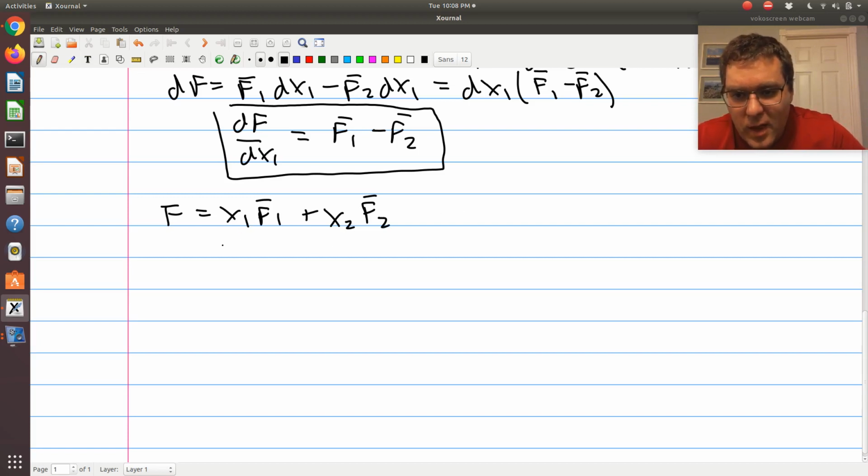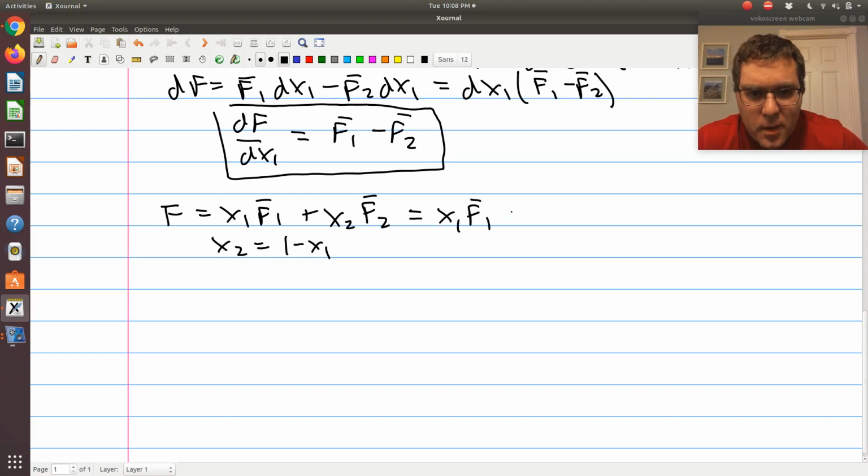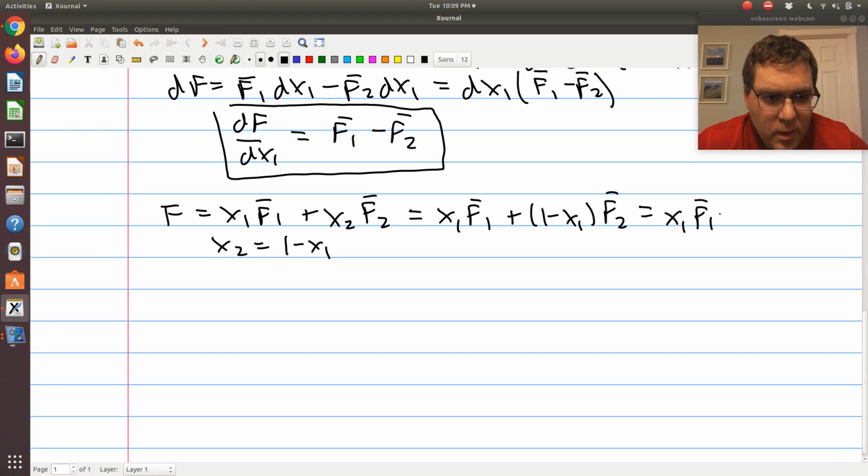We showed that x2 was just equal to 1 minus x1. So again, I'm going to eliminate x2 in favor of x1. They're related, so no use in having both of them in my expression. I'm going to rewrite this as x1 f bar 1 plus (1 minus x1) f bar 2. So this could be x1 f bar 1 minus x1 f bar 2 plus f bar 2.